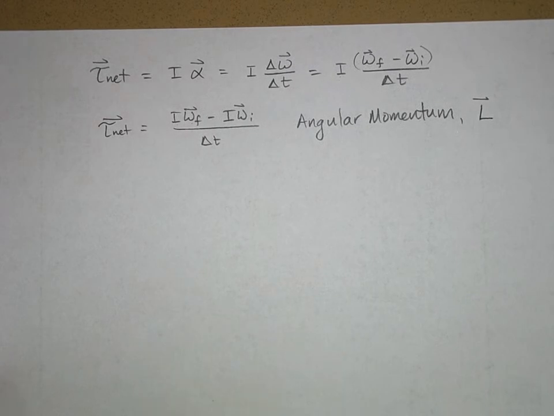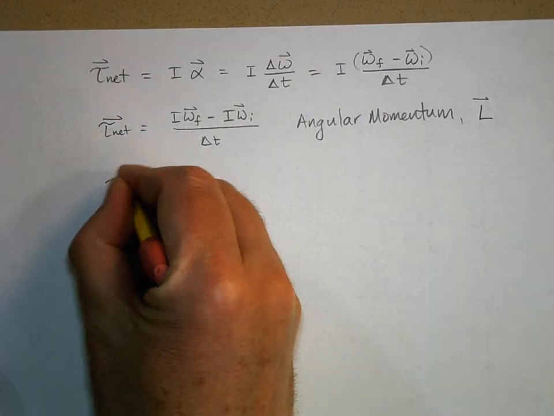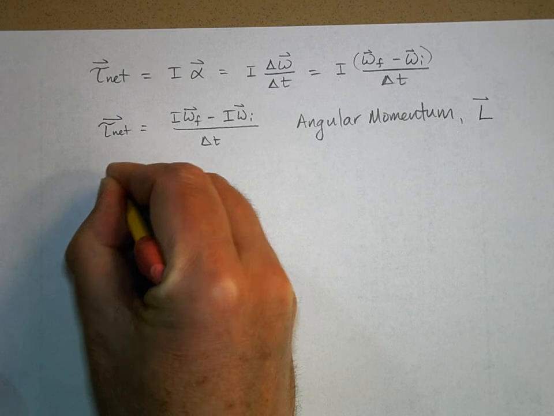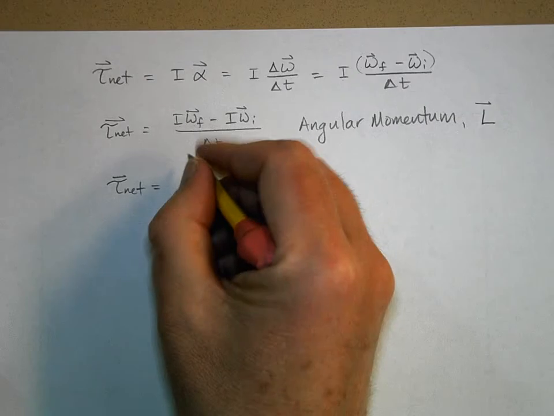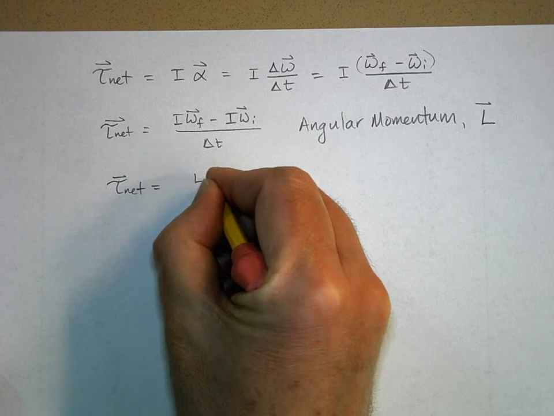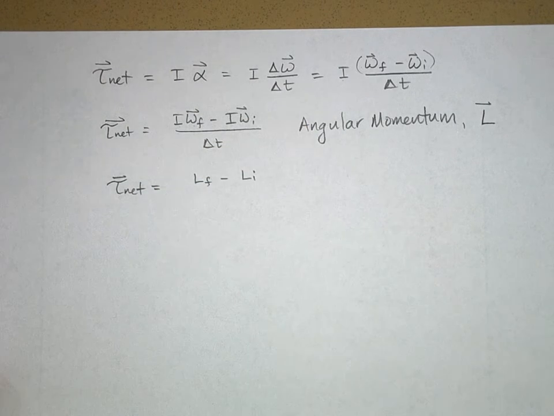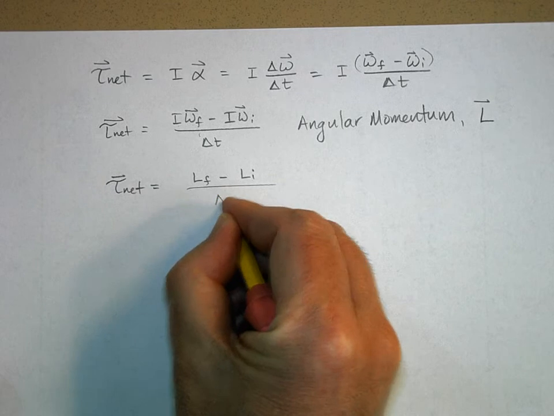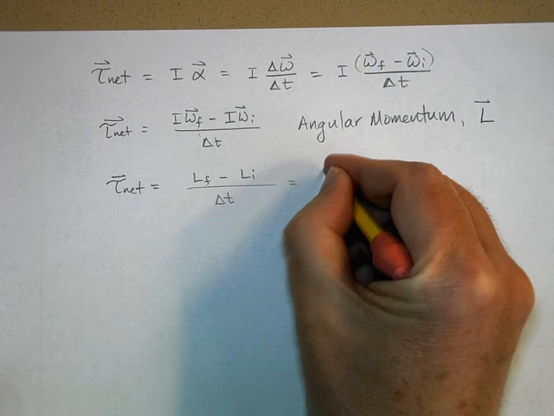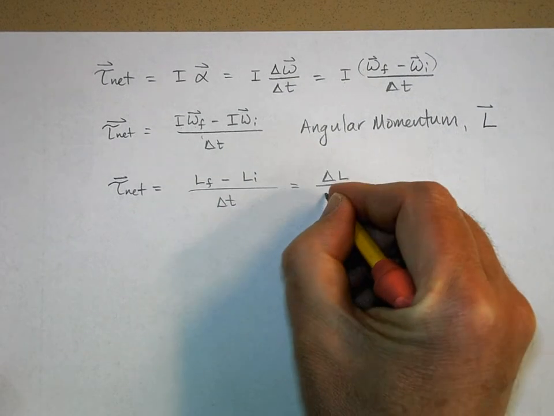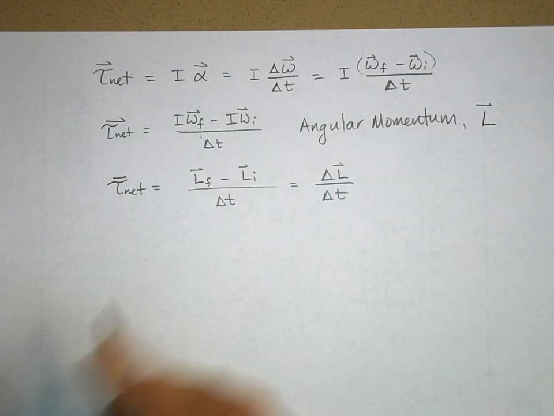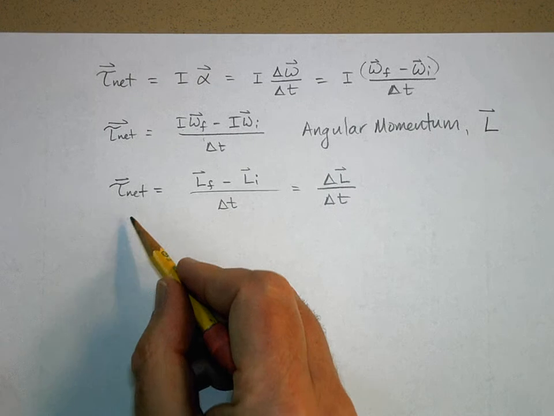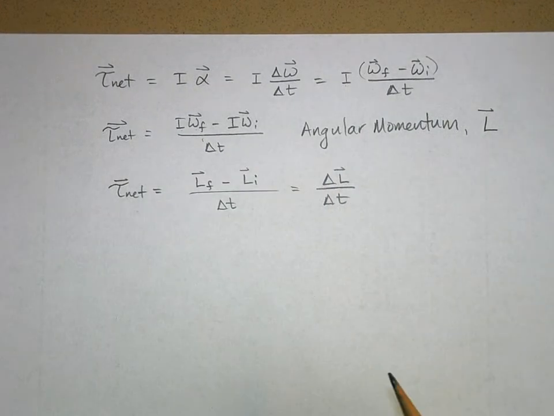All right. So what we have here is that the net torque on our system is L final minus L initial over time. So really, the net torque is the rate of change of angular momentum. Wow.